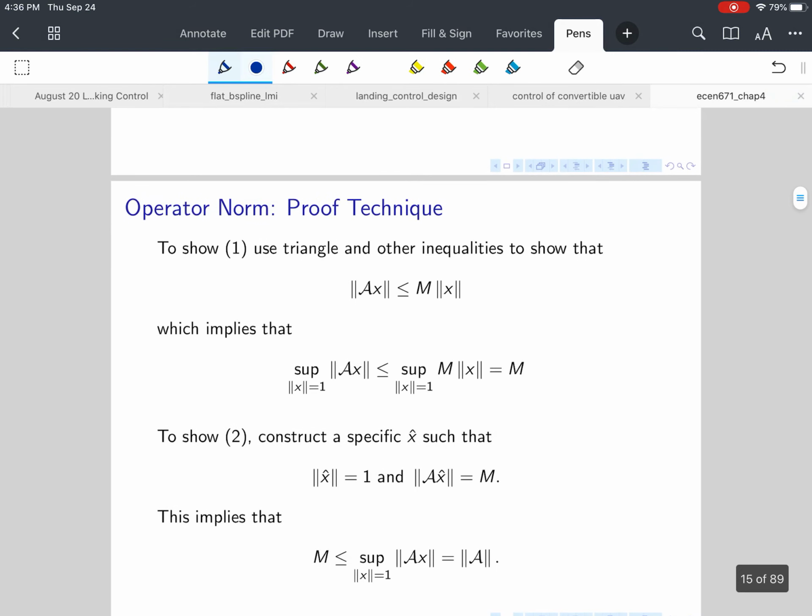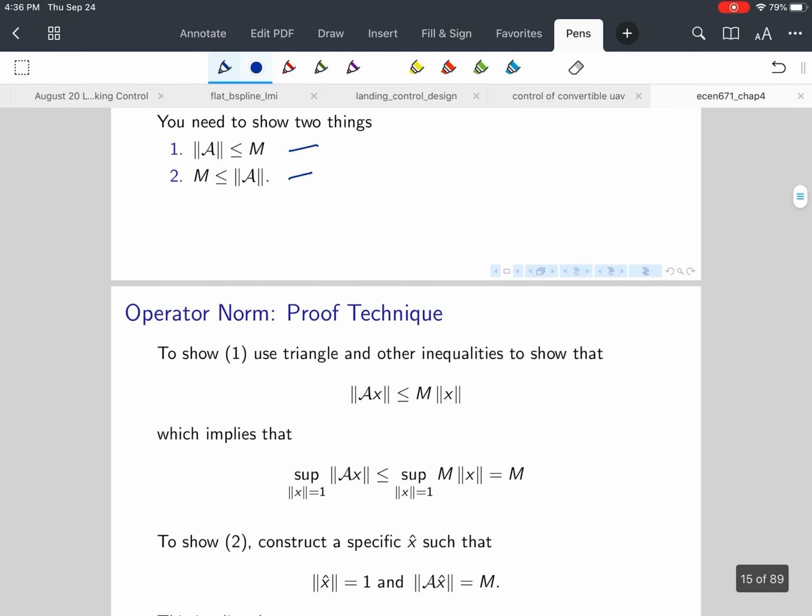And what we're going to do is to show that, number one, the norm of Ax is less than the norm of Mx, and that means that when we take the supremum over all norm x equal to 1, since this guy is less than or equal to this guy, we have less than or equal to the supremum over norm x equal to 1 of M times the norm of x.